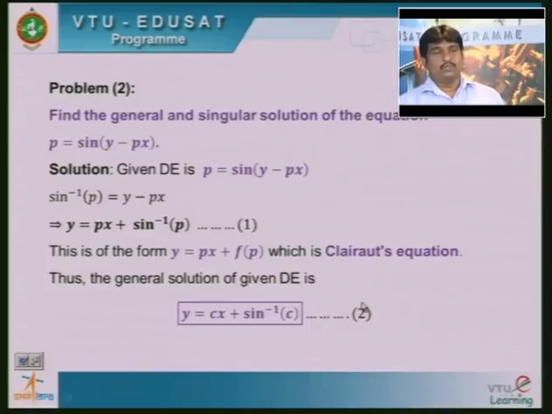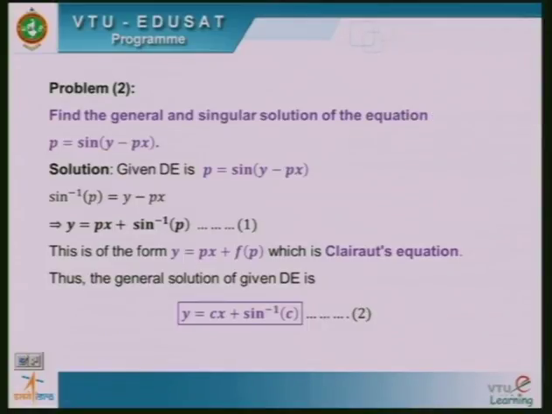Problem number 2. Find the general and singular solution of the equation p equals sine of y minus px.